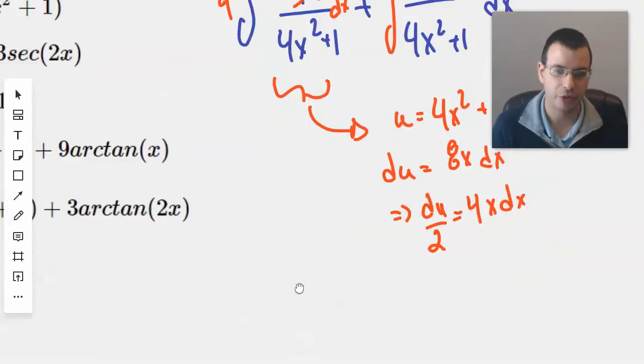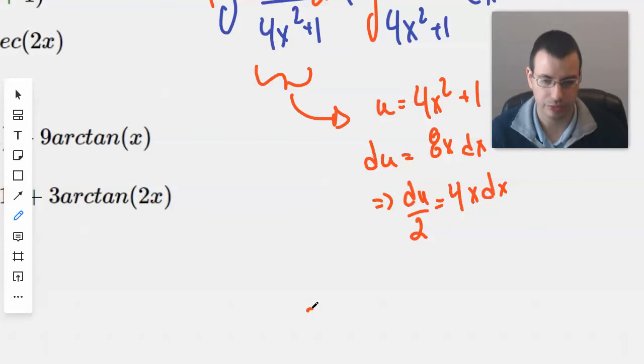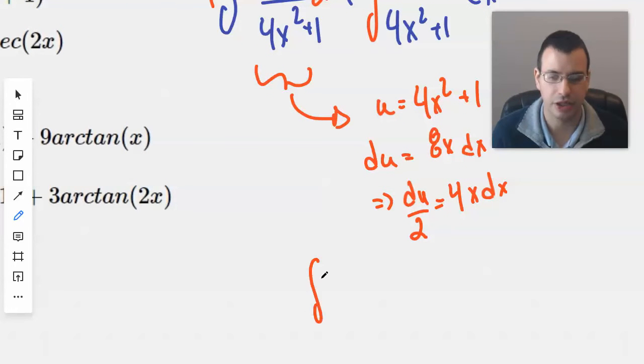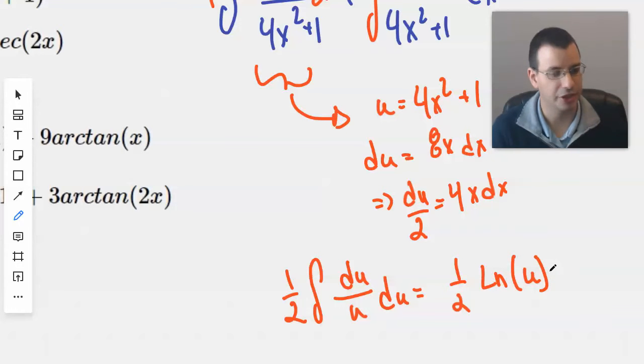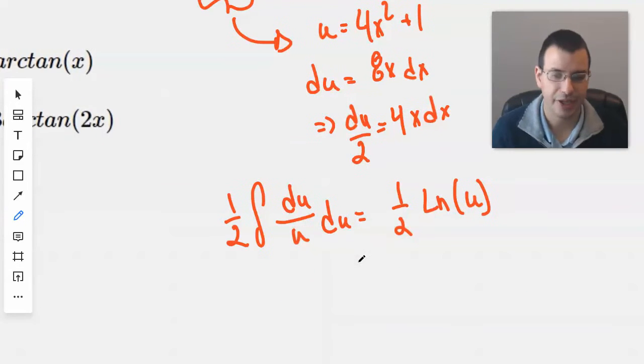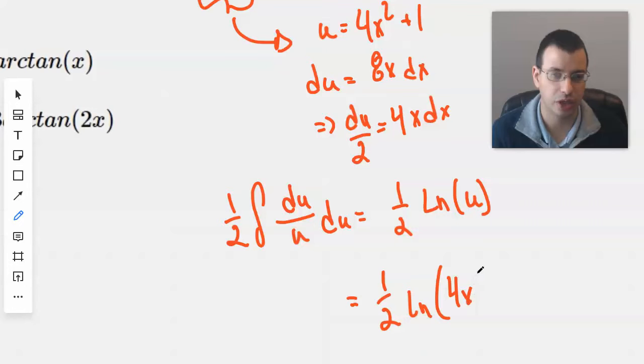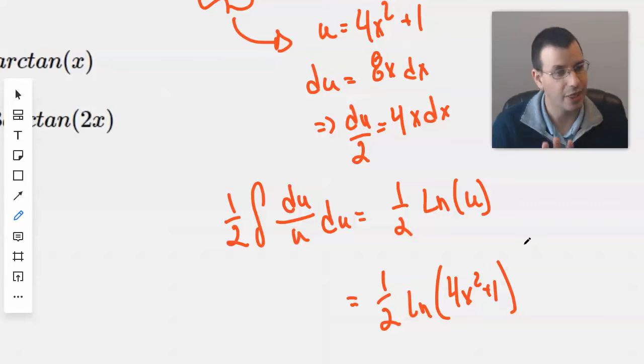Okay, so now we're going to write this in terms of u. So we have the integral of du over 2 times u, which equals 1/2 natural log of u, plus c. And then just to wrap this portion up, I'll have 1/2 natural log of 4x squared plus 1. Okay, so that's that portion.